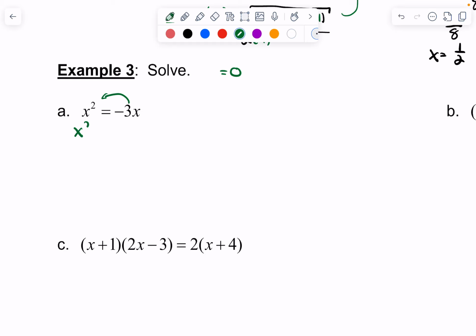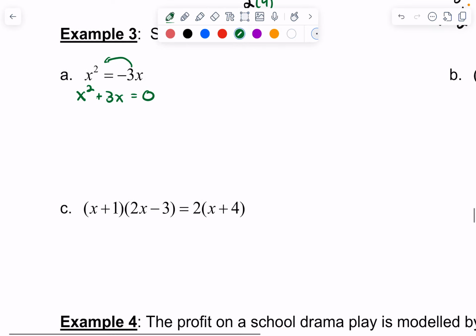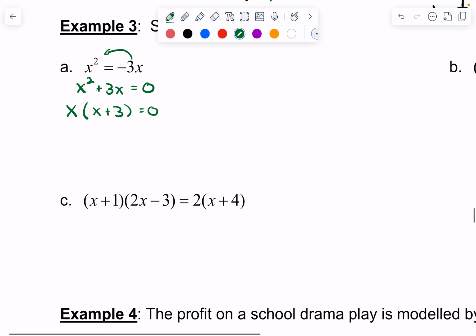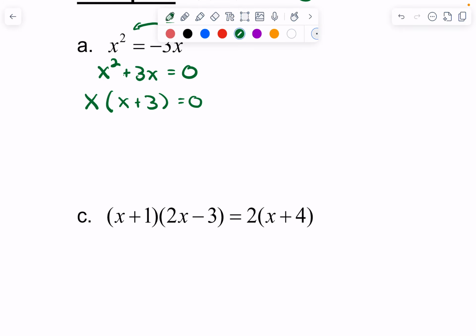So that becomes x squared plus 3x equaling 0. So factor out your GCF. Our GCF in this case is x. x times x plus 3 equals 0. Well, there you go. That's actually already factored. So now we can solve it. So this is the one that throws everybody off. Technically that x in front is in a bracket.